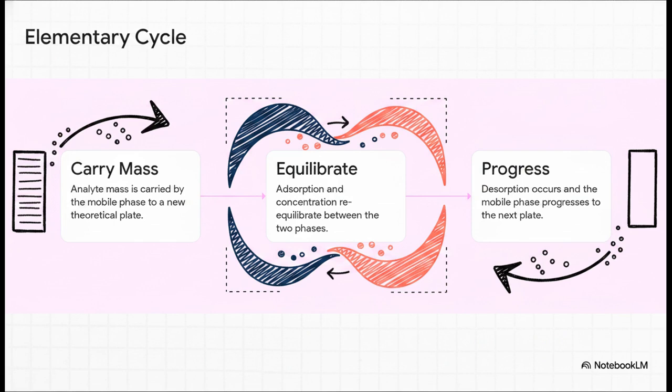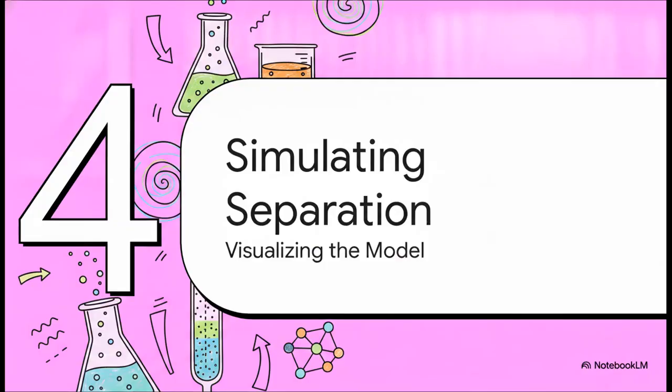Step 1. The analyte mass is carried by the mobile phase to a new theoretical plate. Step 2. Adsorption occurs and the concentration re-equilibrates between the mobile and stationary phases. Then step 3. Desorption happens, and the mobile phase progresses to the next plate to start the entire cycle all over again. Next up is part four, simulating the separation.